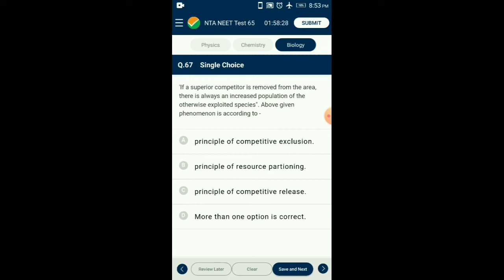Removal of superior Balanus led to a rapid rise in the population of inferior Chthamalus. This is called competitive release. So the answer is option C, principle of competitive release.